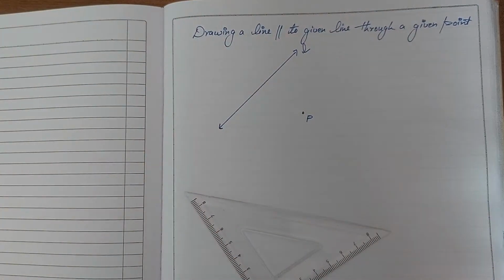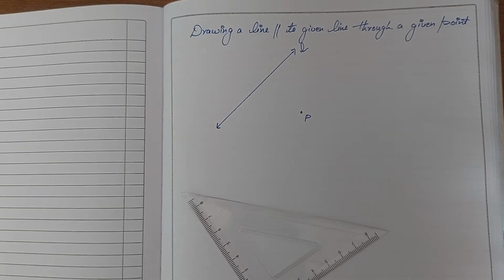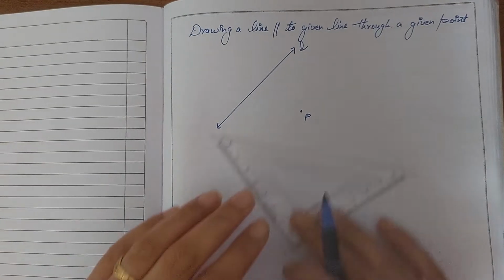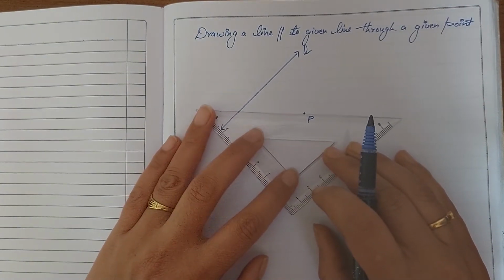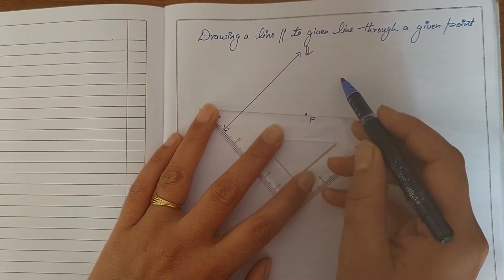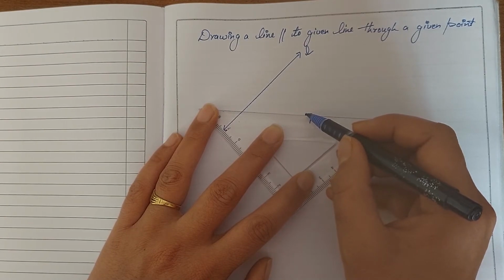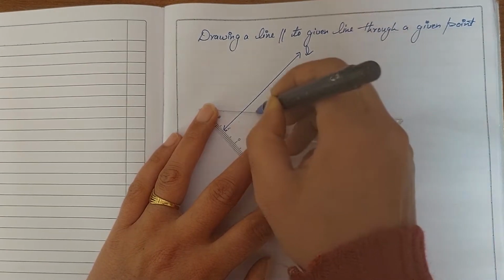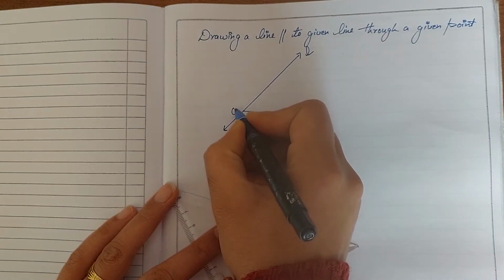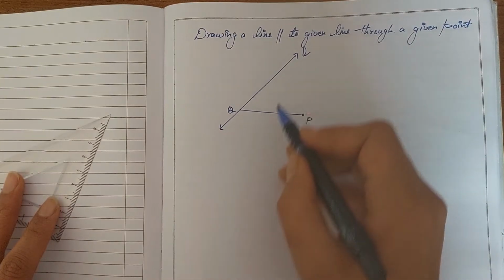In co-interior, exterior alternate, interior alternate, and corresponding angles, one of the arms is the transversal and the other arm is the parallel line. So I'm going to make such an angle. I'm going to make a transversal, and it should intersect L and the new line also. We do not have any idea about the new line, but we know it is going to pass through P. So I'm just joining this and calling it PQ, and it is a transversal because it will intersect both the lines.